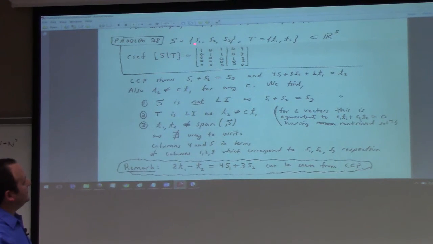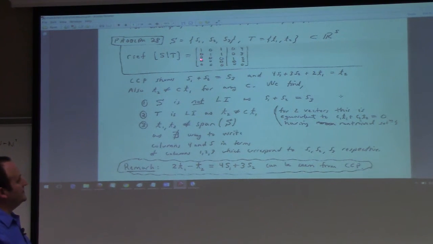So the first three columns are like the S1, S2, S3 corresponding to that. The last two correspond to the T1 and T2, right? So any linear correspondence I can see in the reduced matrix is also going to be present in the original matrix by the column correspondence property. In particular, I can see that the third column is just the sum of the first two, right? Like this plus that is that. So that means that S1 plus S2 is also S3. So clearly S is not linearly independent because there's a linear dependence, which is non-trivial.